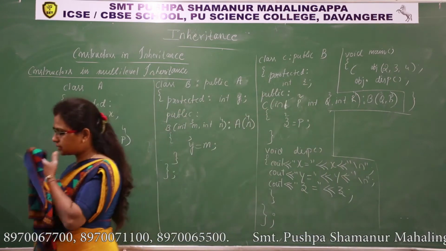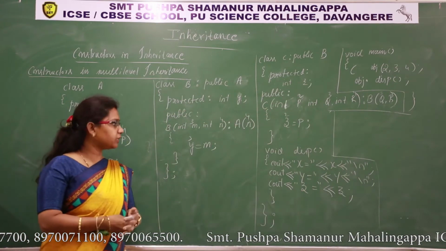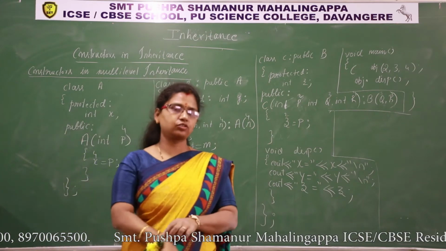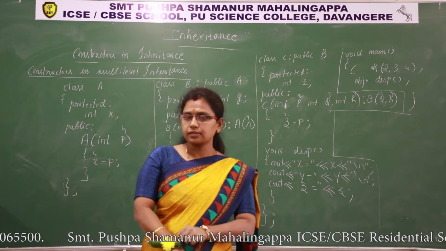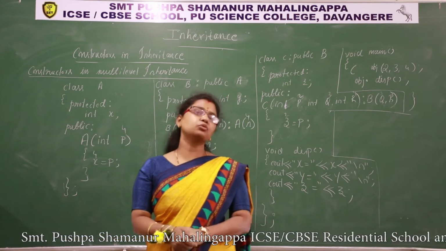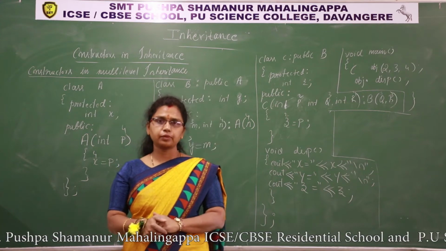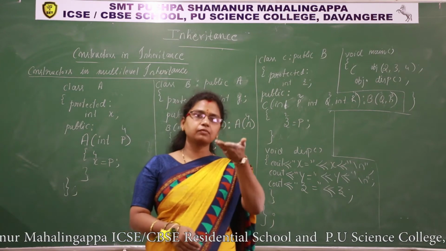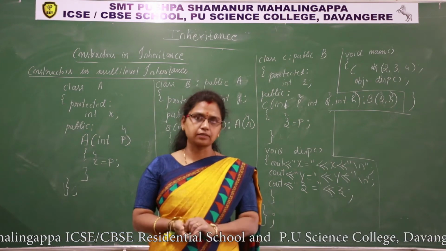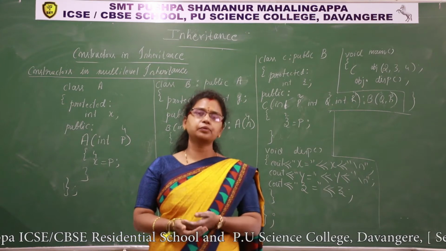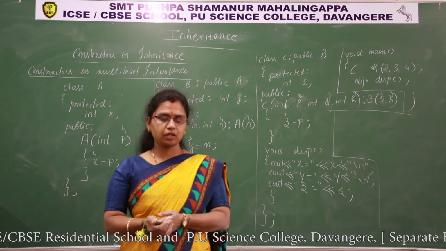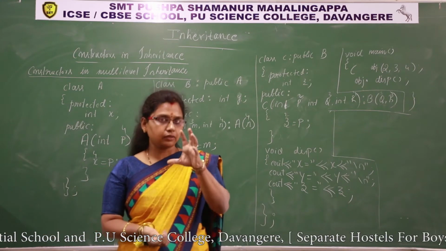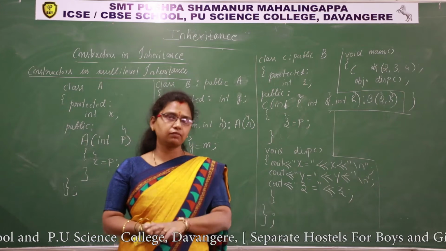Understood? So what is the main point here? In multi-level inheritance, it's a chain-like structure. The derived class has to pass initial values to its immediate parent class. Okay? It won't pass to all base classes of the derived class. And the class C's base classes are class A and class B. Class A is indirectly also a base class. But class C has the responsibility to pass all initial values.